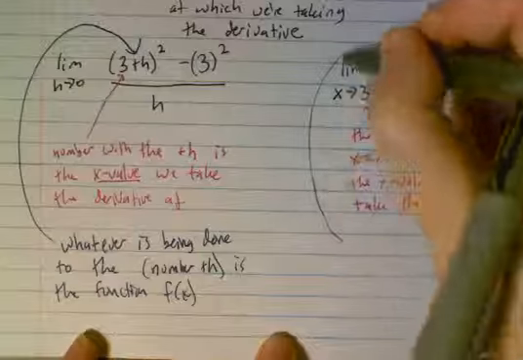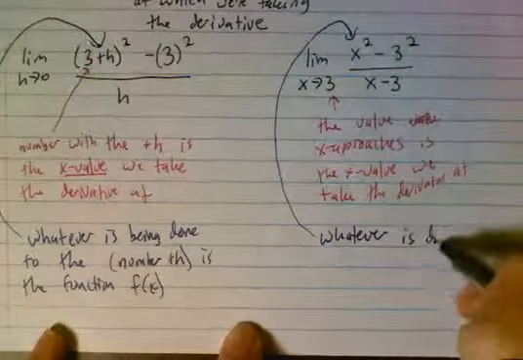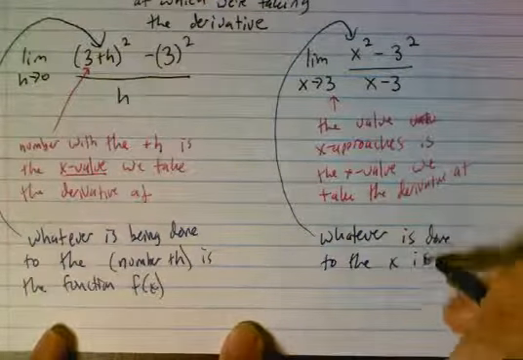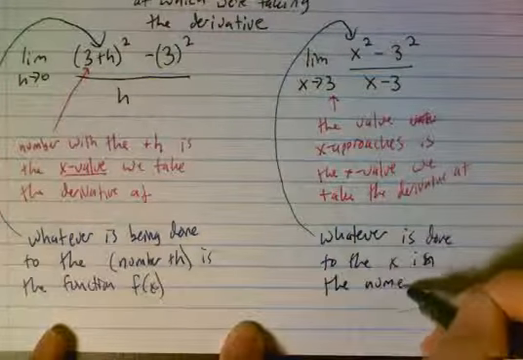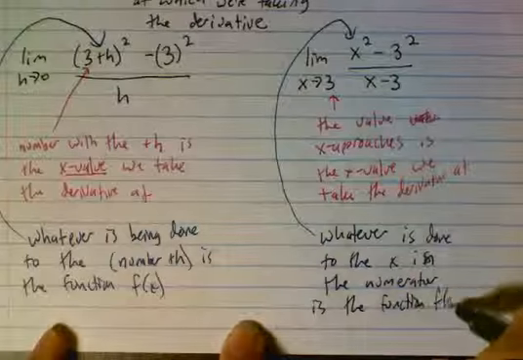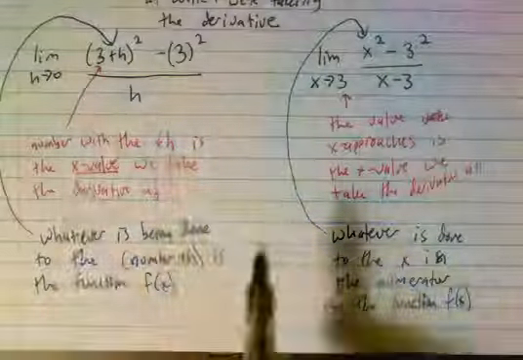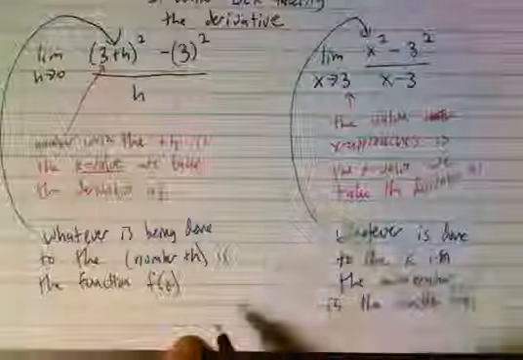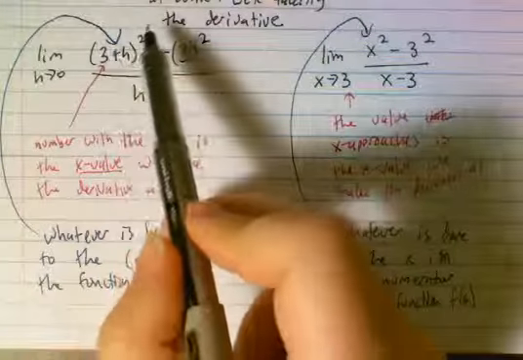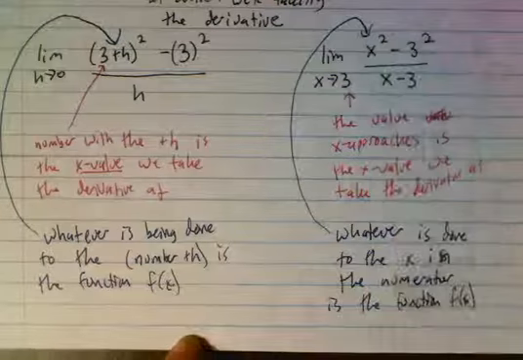Over here, whatever is done to the x in the numerator is the function f of x. So both of these mean they're saying that we're finding the derivative when x is 3, and the function that we have is whatever it is squared. So 3 plus h squared over here, x squared over here.